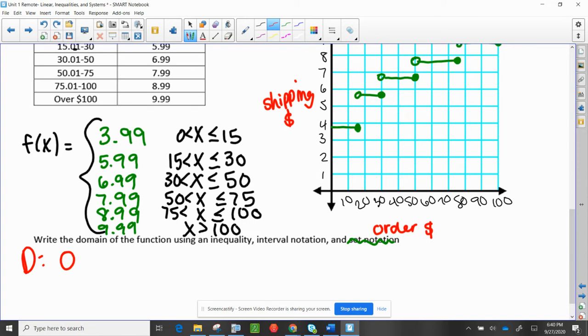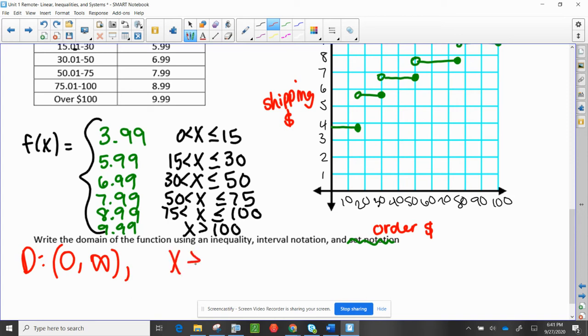Okay. And our x went from greater than 100. So 100 and on forever in the right direction. So we could say from 0 to infinity. Okay, so we spend $100 or more, doesn't matter. Our shipping is $9.99. Okay, remember inequality just says we can write it using an inequality.